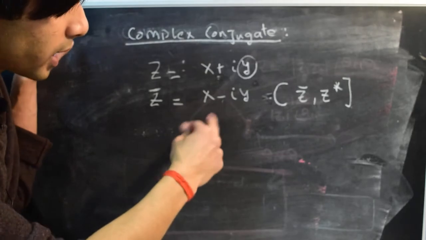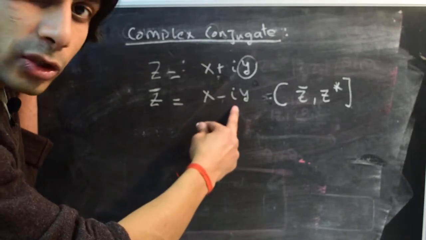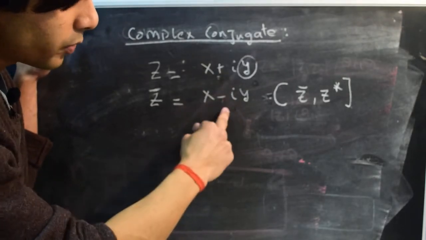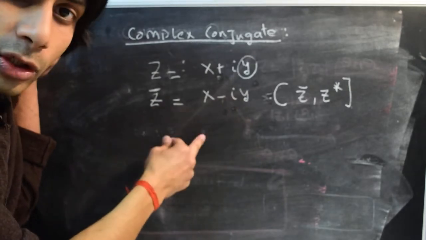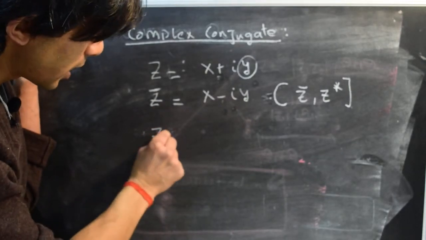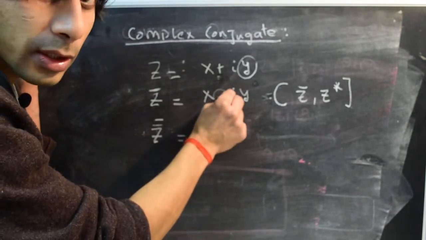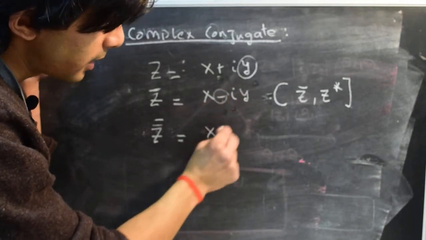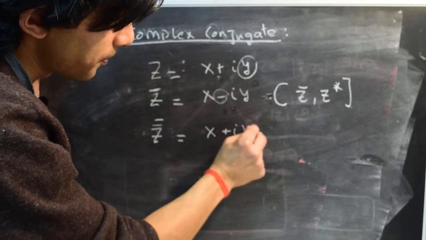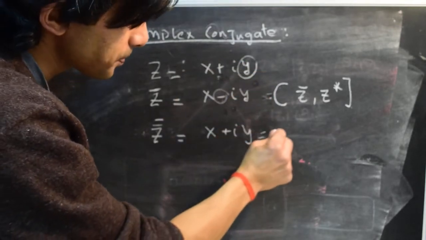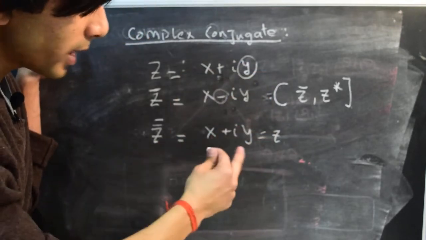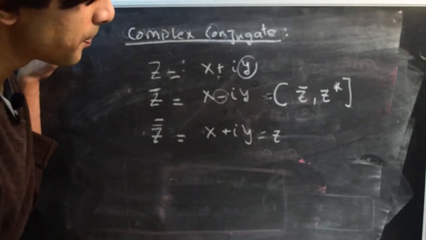Now, again, it's basically flipping the sign of the imaginary part. So if it was plus, we flip it to minus, and we can again take the conjugate of this. So maybe we can write z bar bar, taking the conjugate of this, and then we'll again flip the sign of the imaginary part, and then we'll get x plus iy. So we get back z. So if we take the conjugate twice, we get back the original variable z.